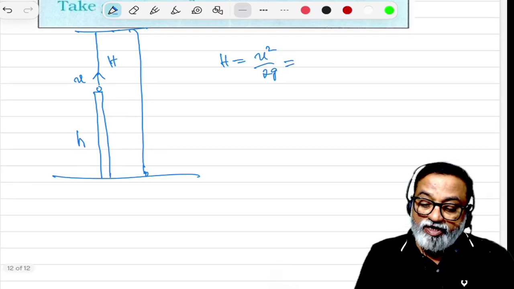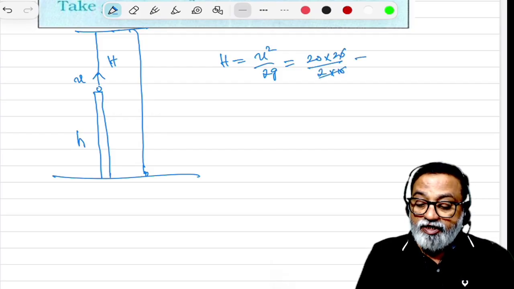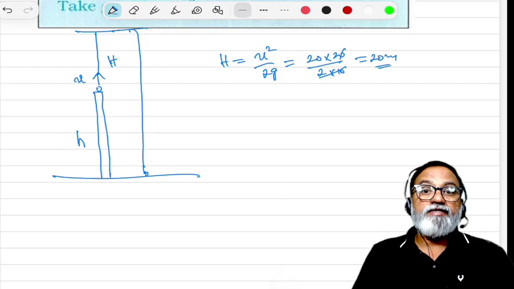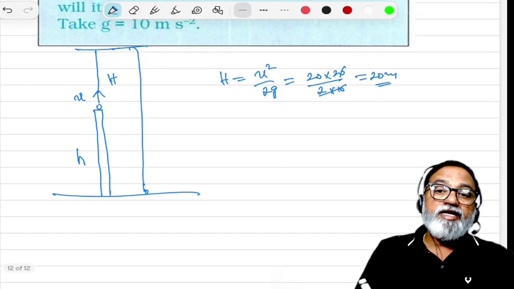Here u is given as 20. Therefore, 20 into 20 by 2 into g, 10. Therefore, 20 cancels. This is 20 meters. Then what is the time taken to reach the ground?